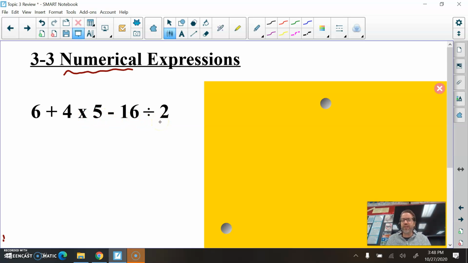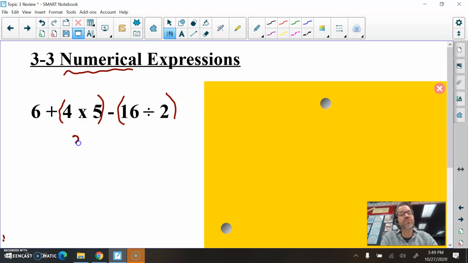You might be thinking, well, that looks familiar. Don't we just follow our order of operations? And yes, that's exactly what you need to do to solve this. So I have adding and multiplying and subtracting and dividing. Order of operations says multiply and divide before you add and subtract. And you multiply and divide in the order they appear from left to right. So we're going to do 4 times 5. We also will be taking 16 and dividing it by 2.